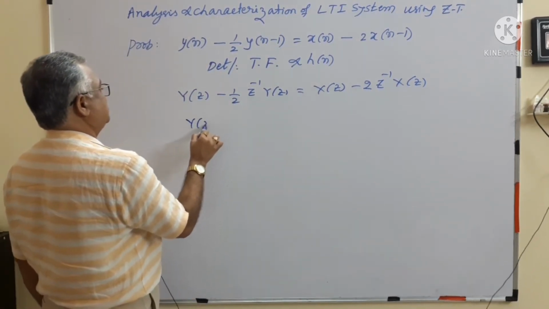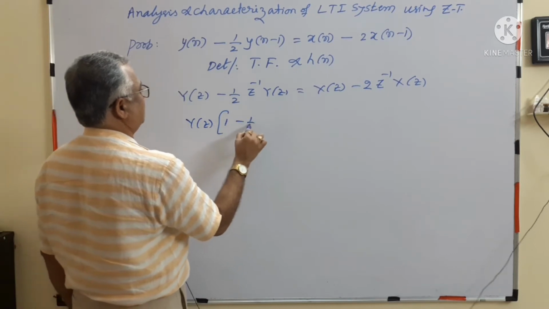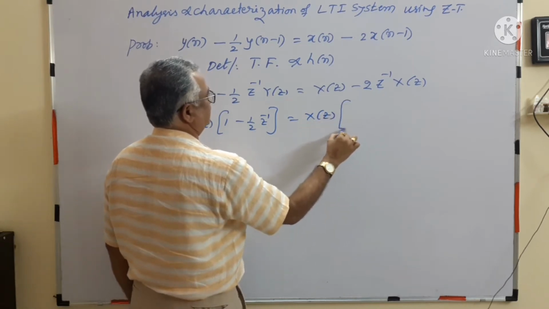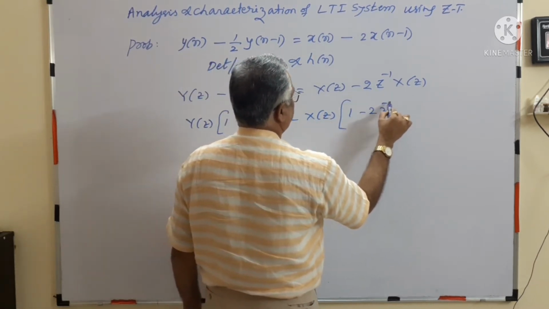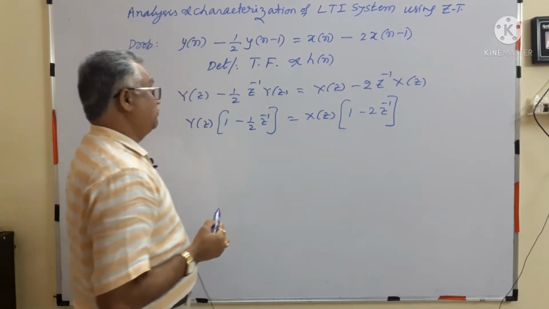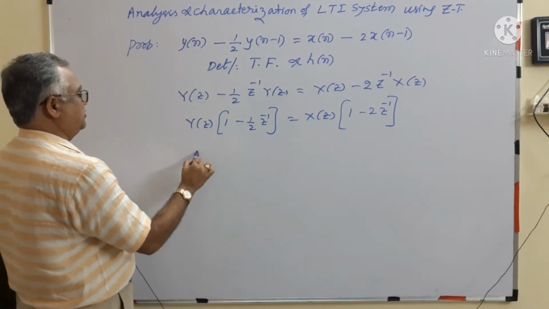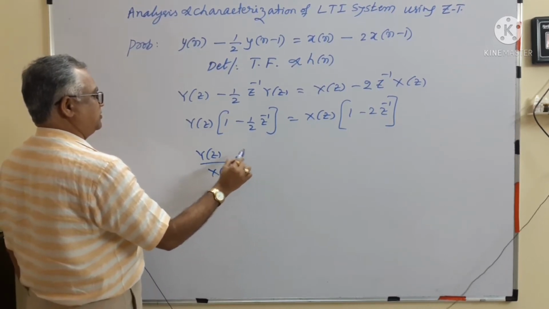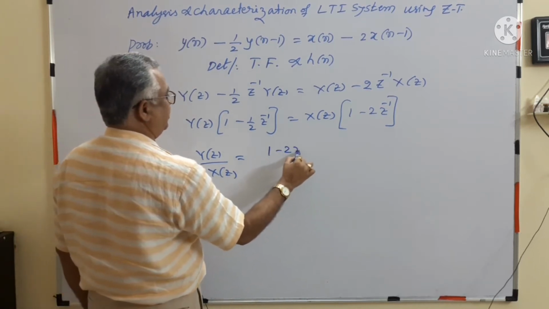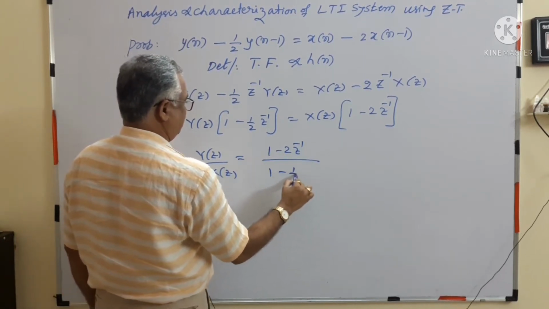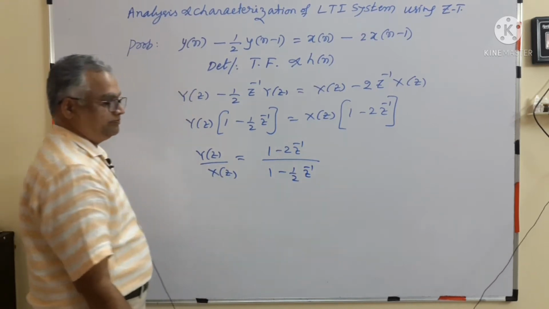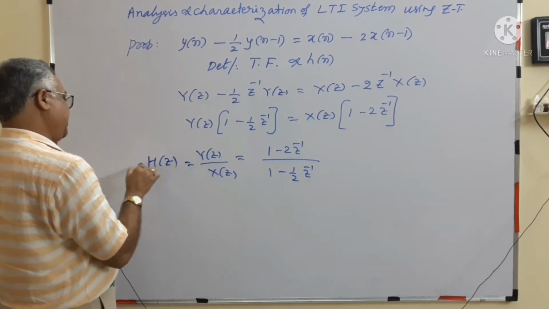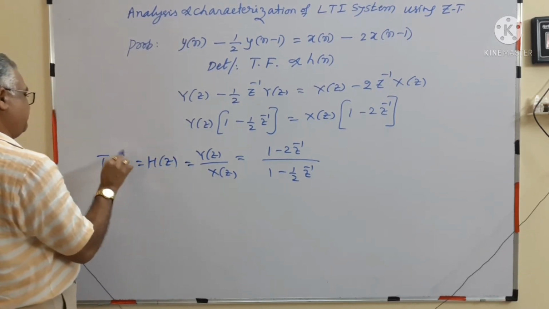So here Y(z) is common: 1 minus 1 by 2 z inverse. Here X(z) is common: 1 minus 2 z inverse. So what we want is the transfer function, output by input, Y(z) by X(z). So here, 1 minus 2 z inverse divided by 1 minus 1 by 2 z inverse. This is nothing but H(z), the transfer function.